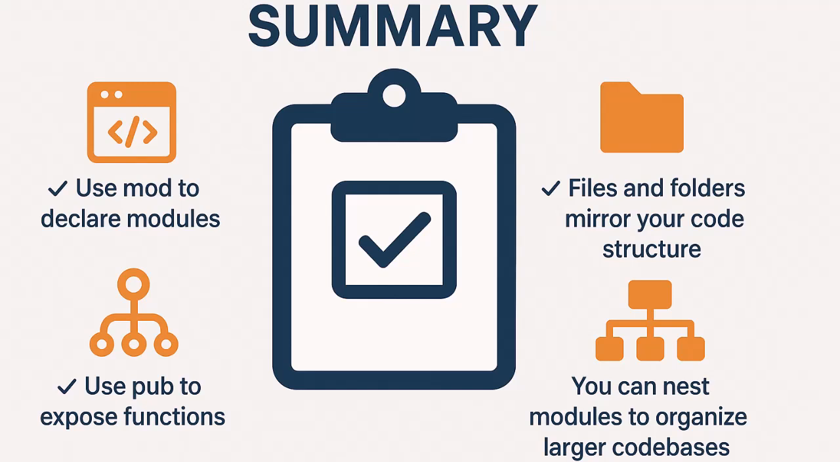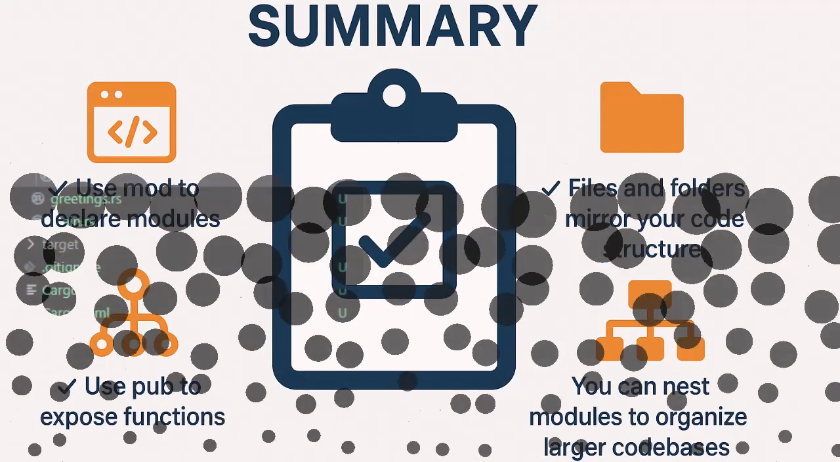So summarizing what we did here, we use mod to declare modules, we use files and folders that mirror your code structure, use pub to expose functions, and we saw how to nest modules to organize larger code bases. Next up is the exciting part. We'll build a small mini project to reinforce everything you have learned so far.